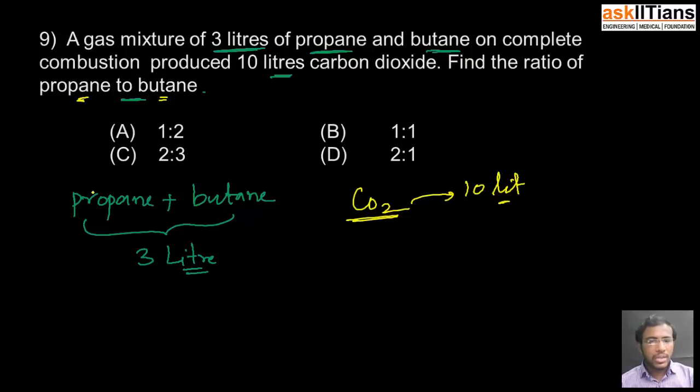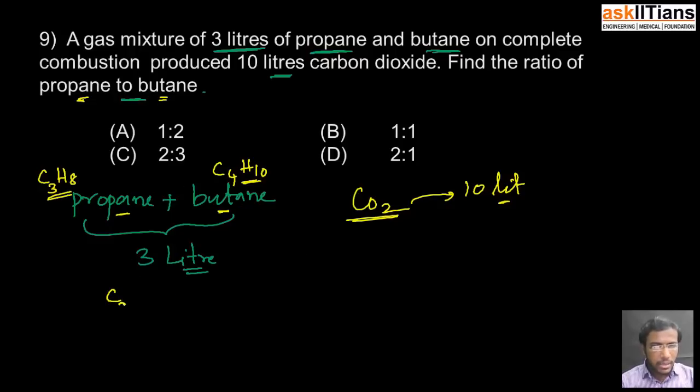Here we have to know the combustion reactions. Propane undergoes combustion and butane also undergoes combustion. So we have to know the two combustion reactions, and based on them you can easily solve this question. You have to know the molecular formulas. Propane contains 3 carbon atoms, so it is an alkane, C3H8, and C4H10 is butane. So these are the two molecular formulas of these two compounds.